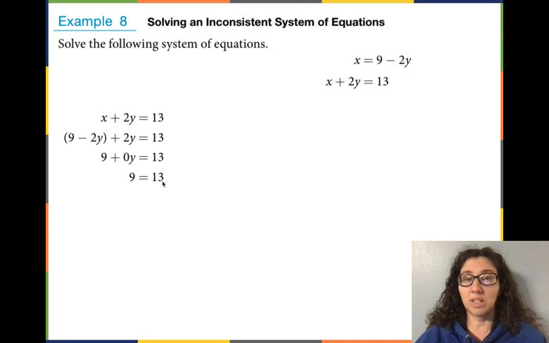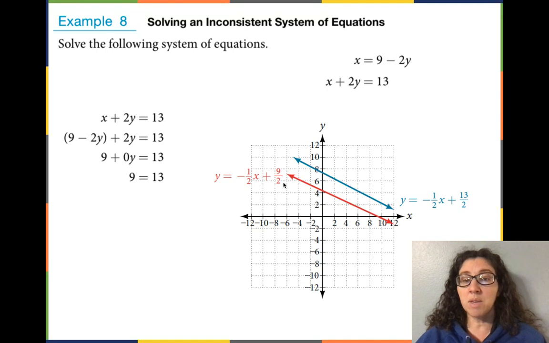Do the math, and they get 9 equals 13, which seems suspicious. What happens if you get something like that? 9 equals 13. Obviously not true. What does that mean? It means that there is no solution. Okay, we have an inconsistent system of equations. The two lines are parallel. And if we put them in graphing form, y equals -1/2 x plus 9 halves, we see they have the same slope, right? So anytime two equations have the same slope, they're the same line or they are parallel and they will have no solution to that system.